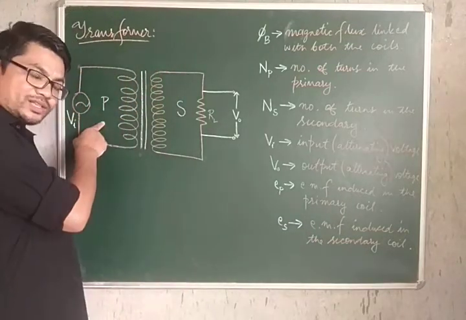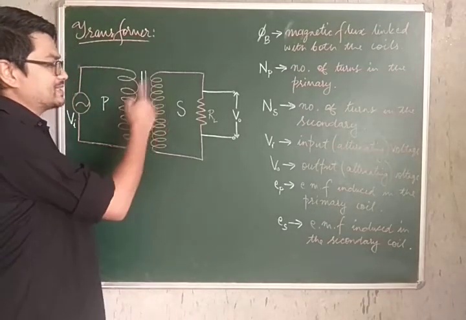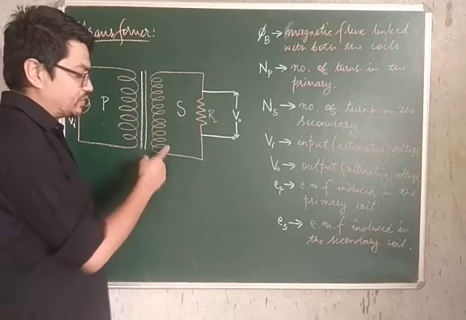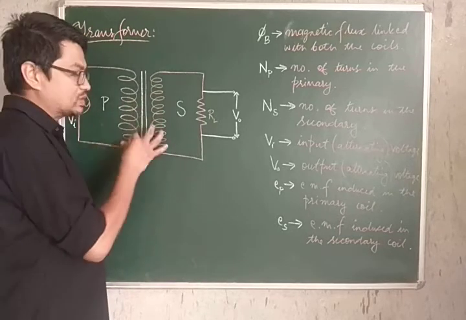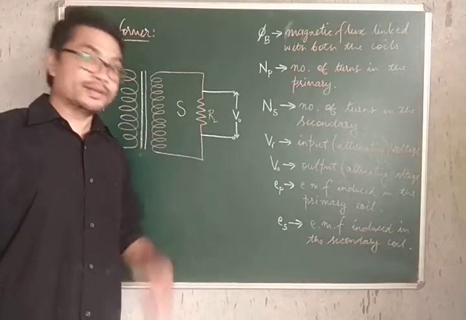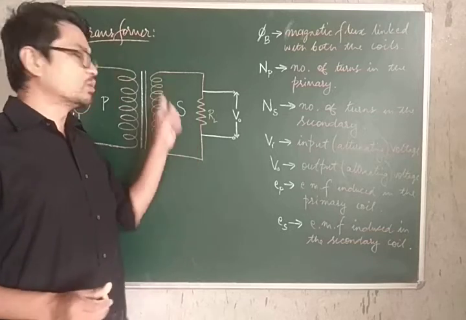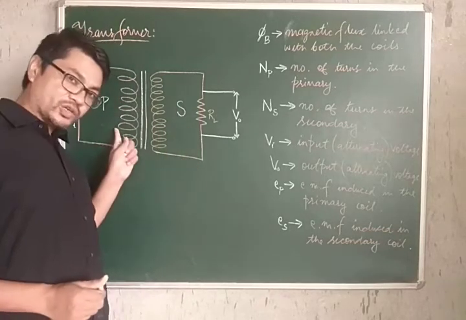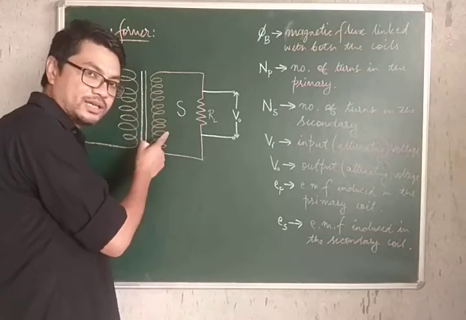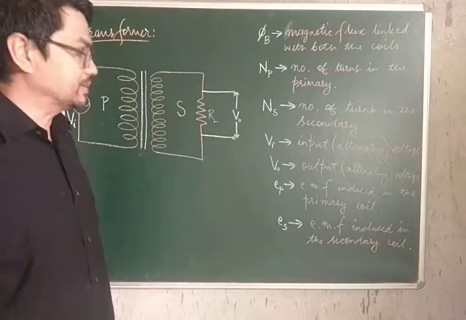Alright, so the first one is called the primary coil, the second one is called the secondary coil. As you can see in my picture, the secondary coil has more number of turns compared to the primary coil. So what I've tried to draw over here is a step up transformer. In a step up transformer you will have more number of turns in the secondary than in the primary, whereas in a step down transformer you will have lesser number of turns in the secondary compared to the primary. That is in case of step down, remember.